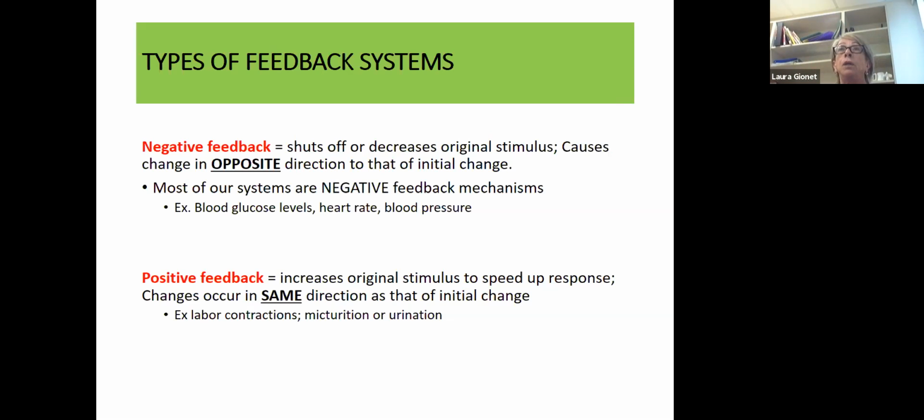Right? So you shut off or decrease your original stimulus. It causes a change in the opposite direction to that of the initial change. Most of our body systems are negative feedback loops. Because once things go out of our normal range, and that's something that you have to hammer in, the whole point of having a normal range is that levels go higher than normal and lower than normal. And when that happens, it's not normal.